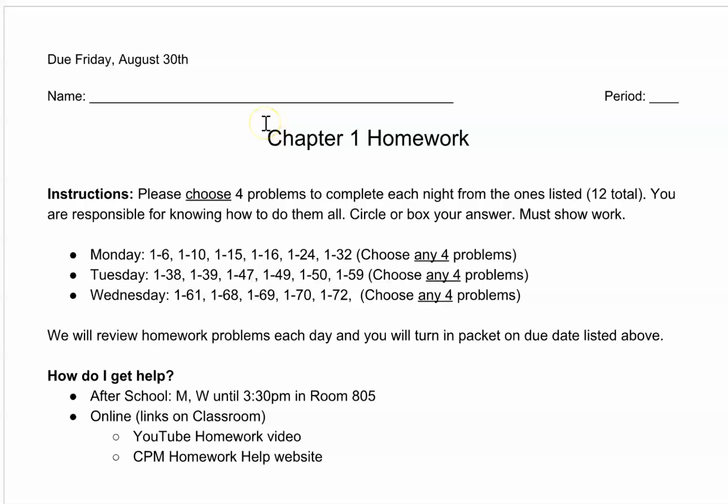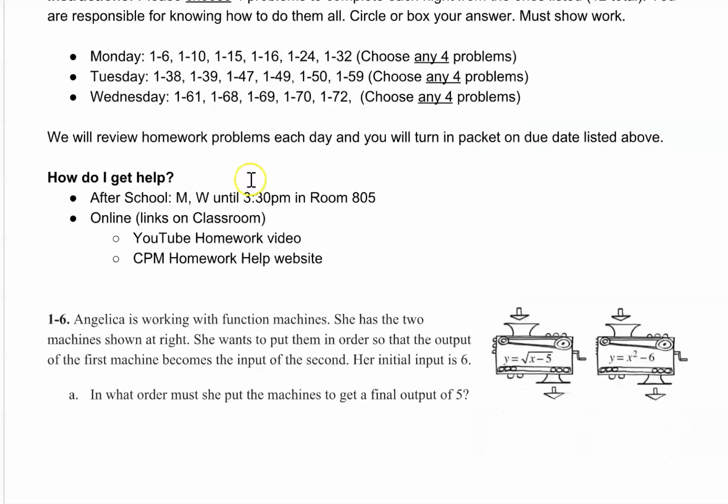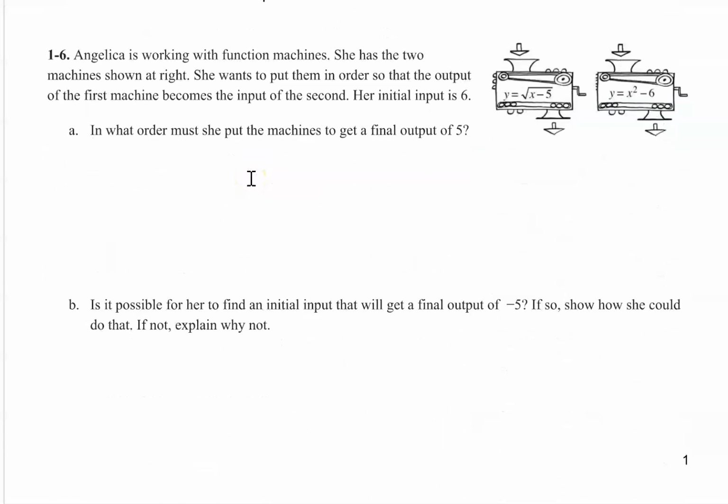Alright, this is chapter 1 homework. Let's start with 1-6. We have function machines, and the output of the first becomes the input of the second. So if a number comes out here, it goes into the other one, or vice versa. In what order must you put the machines to get a final output of 5?